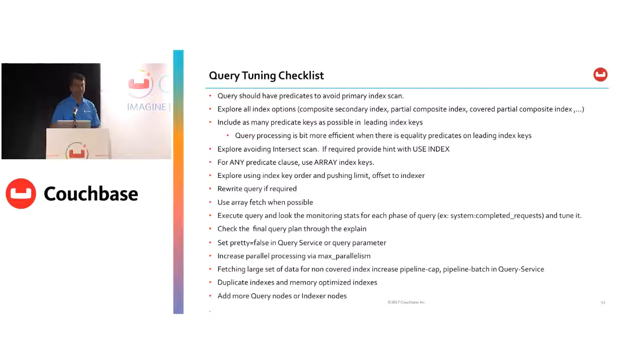So this is the final query tuning checklist. I'll go through this before I wrap up. The first thing is avoid primary index scan, right? That's the number 1 rule. And try to create the indexes, composite indexes that satisfy your query.